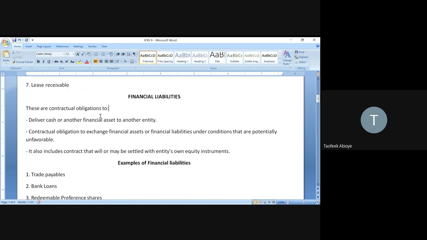These are contractual obligations. It is an obligation. It is something you must do. Financial liability is an obligation to do what? To deliver cash or another financial asset to another entity.